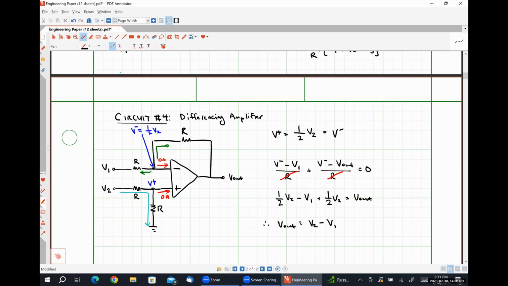Multiplication and division cannot be done using simple op-amp circuits like we're dealing with in this class. However, differentiation and integration can. So those are the next two circuits that we're going to look at.